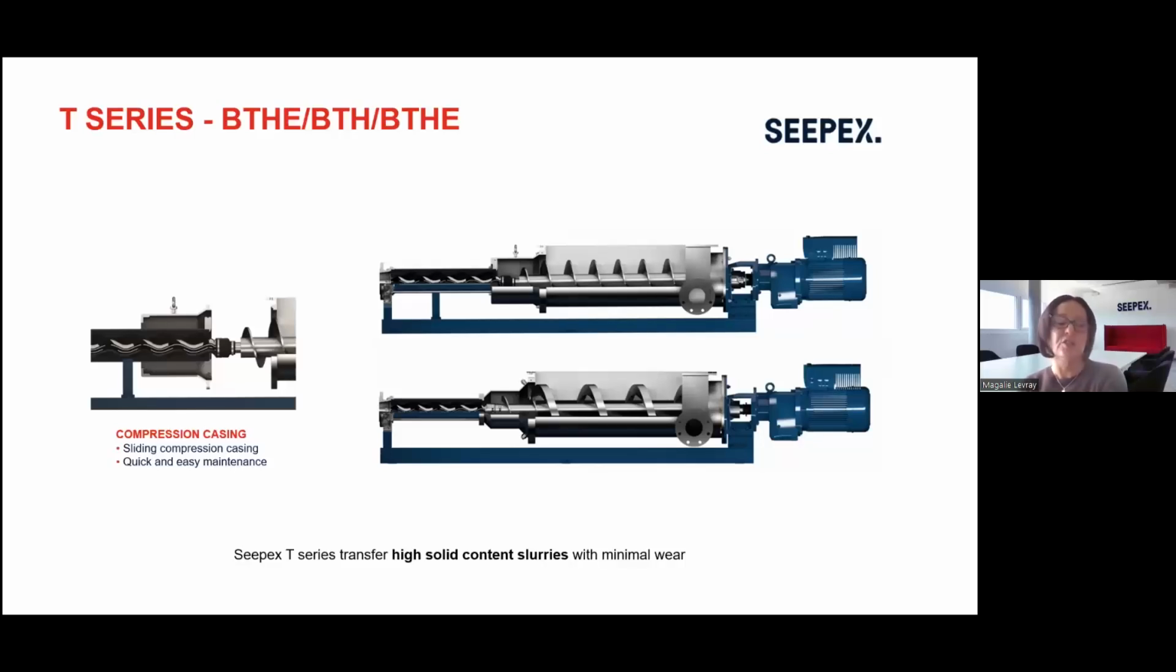The common feature, however, is to always have easy maintenance features. That's what you will see on the left-hand side, this compression casing. It is a sliding compression casing. Again, the idea here is to facilitate maintenance, making sure that maintenance can be done with independent access to each wearing part and with minimal downtime and minimal effort. So really, the T series is used for high solid content slurry transfer with minimal wear.